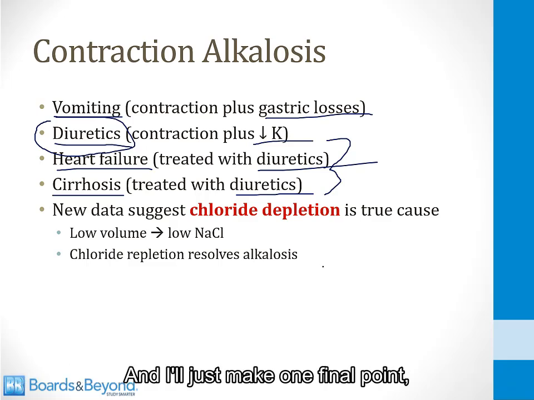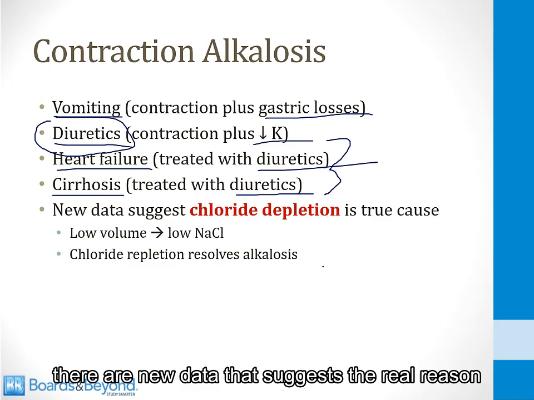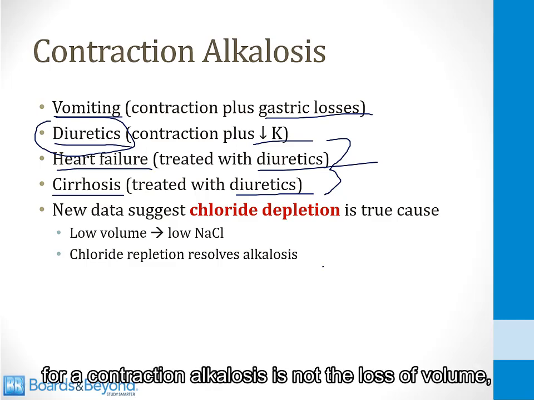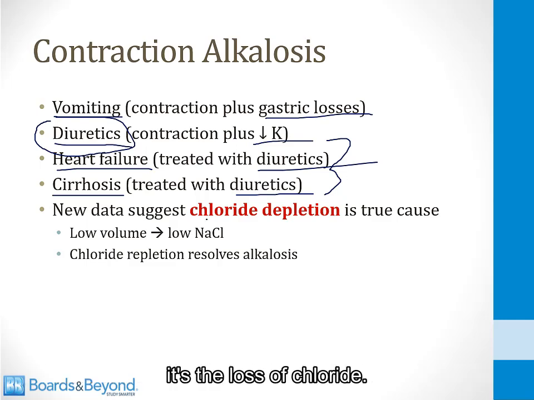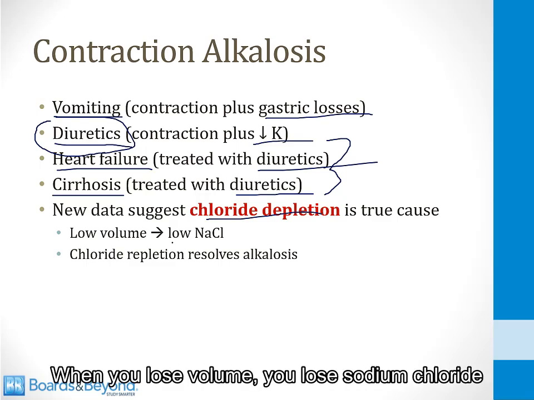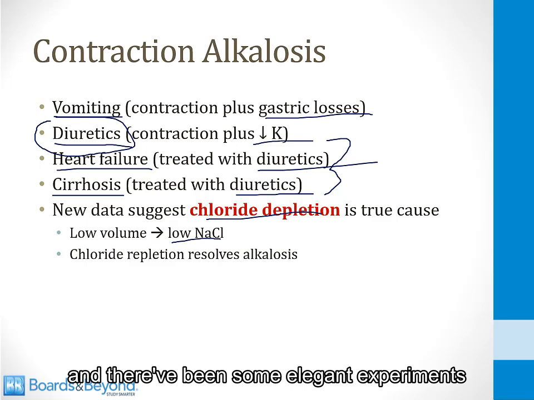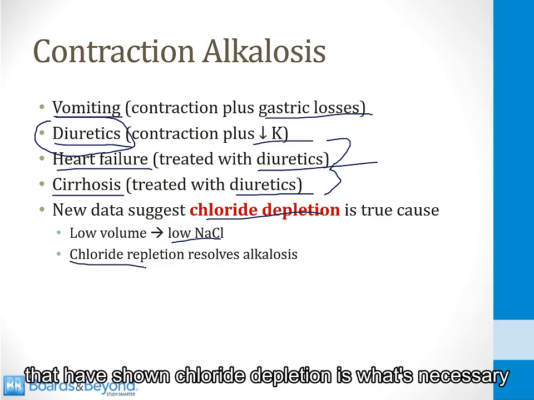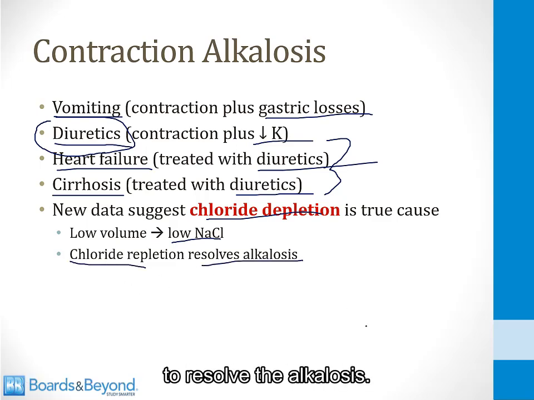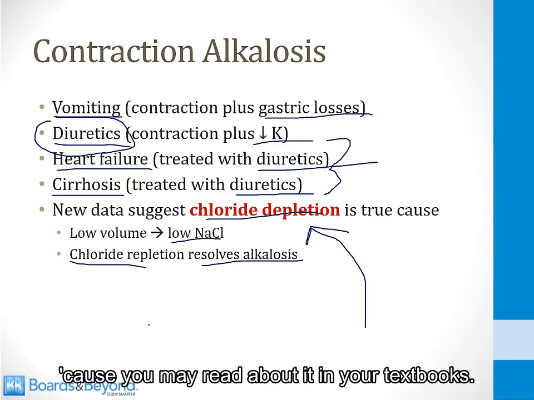And I'll just make one final point. There are new data that suggest the real reason for a contraction alkalosis is not the loss of volume, it's the loss of chloride. When you lose volume, you lose sodium chloride, and there have been some elegant experiments that have shown chloride repletion is what's necessary to resolve the alkalosis. They're not going to ask you about this on Step 1, but I'm just mentioning it because you may read about it in your textbooks.